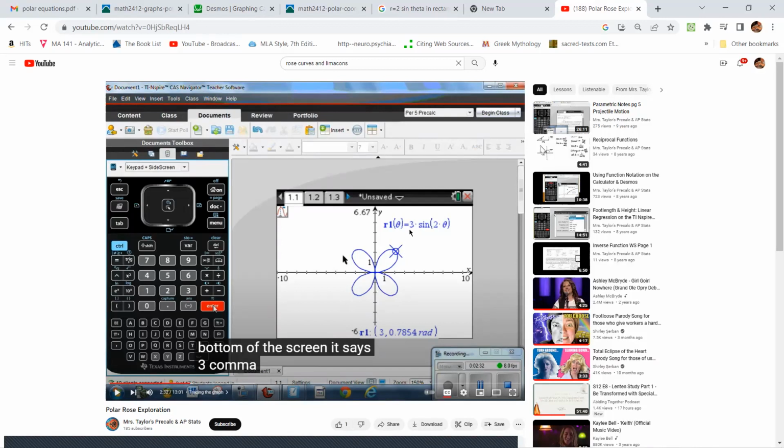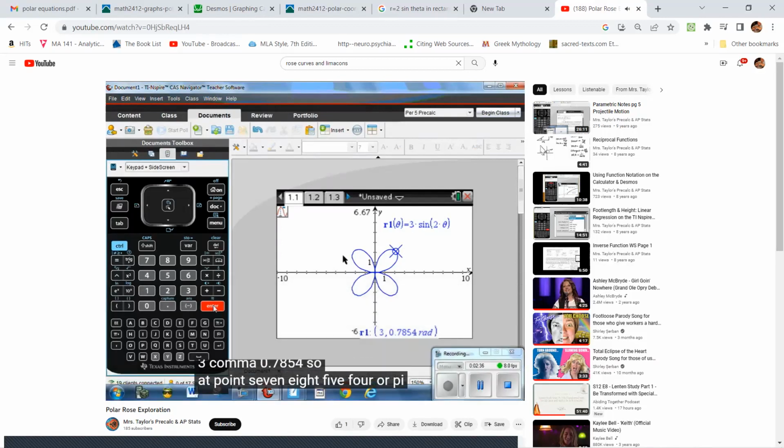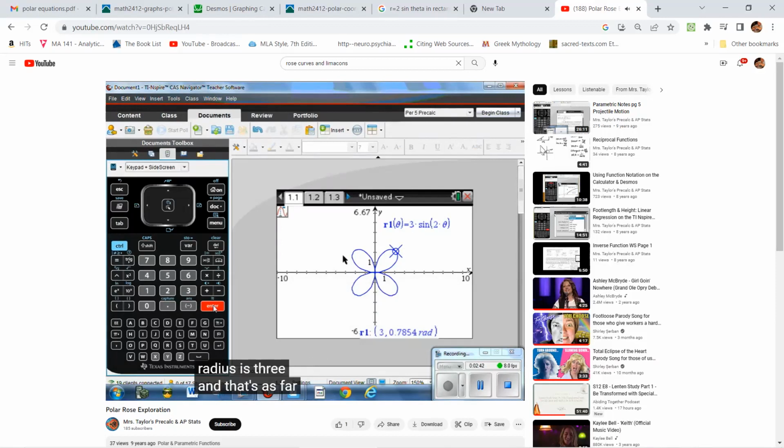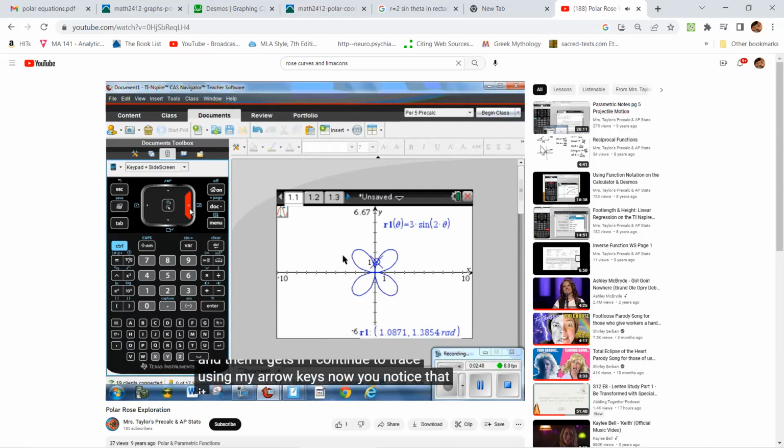Very similar to something we did earlier, right? Except that I don't think it was a 3 sine. I think I just gave you sine. So at 0.7854 or pi over 4 radians, because it's what we just typed in, the radius is 3. And that's as far out as the petals go. And if I continued to trace using my arrow keys now, you notice that it goes in.